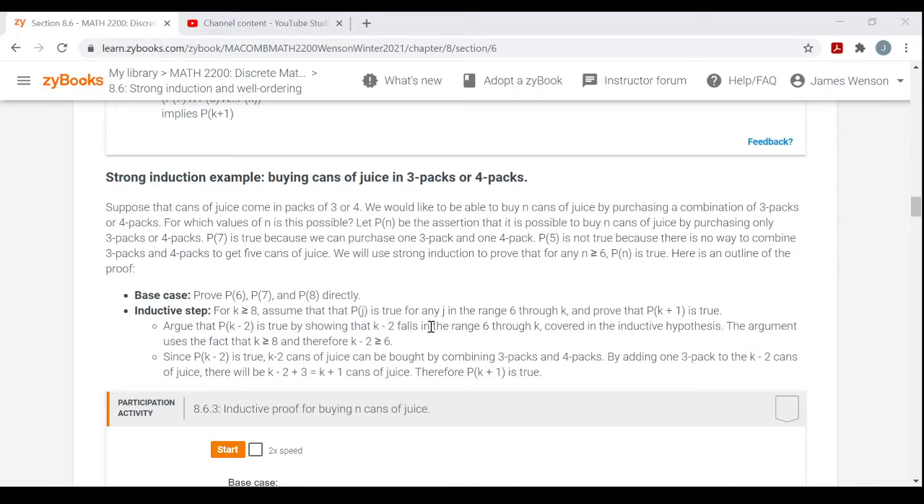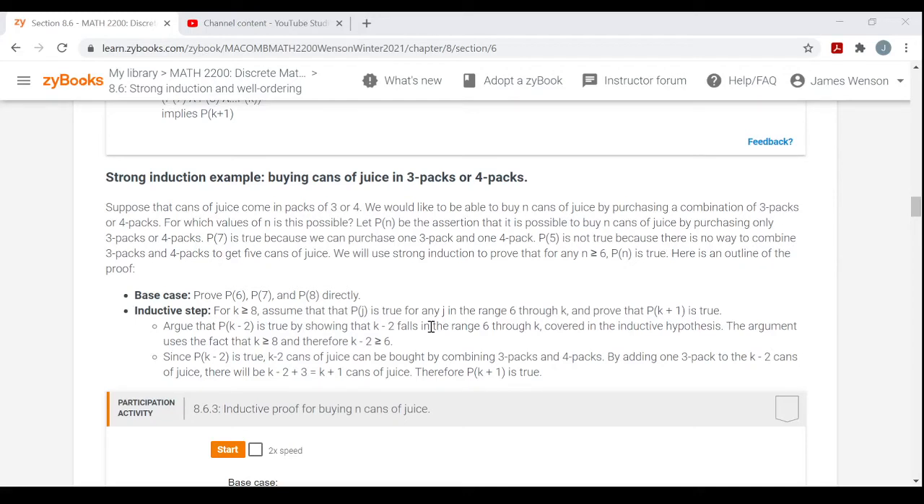Now I could have done the same thing with the 4-pack. Instead, if I'm trying to buy k plus 1 cans, I could have said, if I can buy k minus 3 cans, if k minus 3 is in the range from 6 to k, then I could just add a 4-pack and get k plus 1 cans. So if I was doing the argument with k minus 3 instead of k minus 2, then I would have had to have k minus 3 be greater than or equal to 6, be in that range from 6 to k. So then k would have to be greater than or equal to 9.